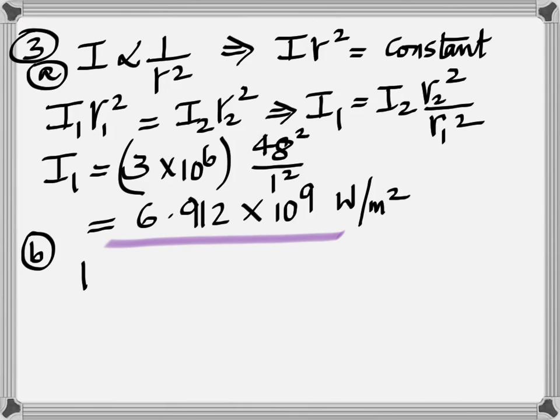There it is, the A part. Shouldn't the intensity be higher at 1 kilometer? And it is. That's how you check the answer. At 48 kilometers, it was 3 times 10 to the 6. 1 kilometer away, it has to be bigger than that, and sure enough, we got it bigger. So that makes sense.